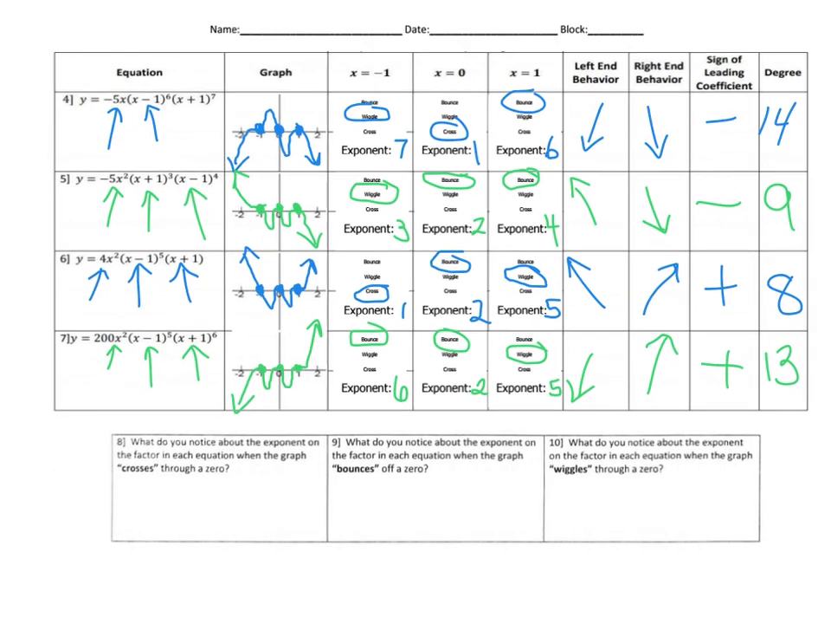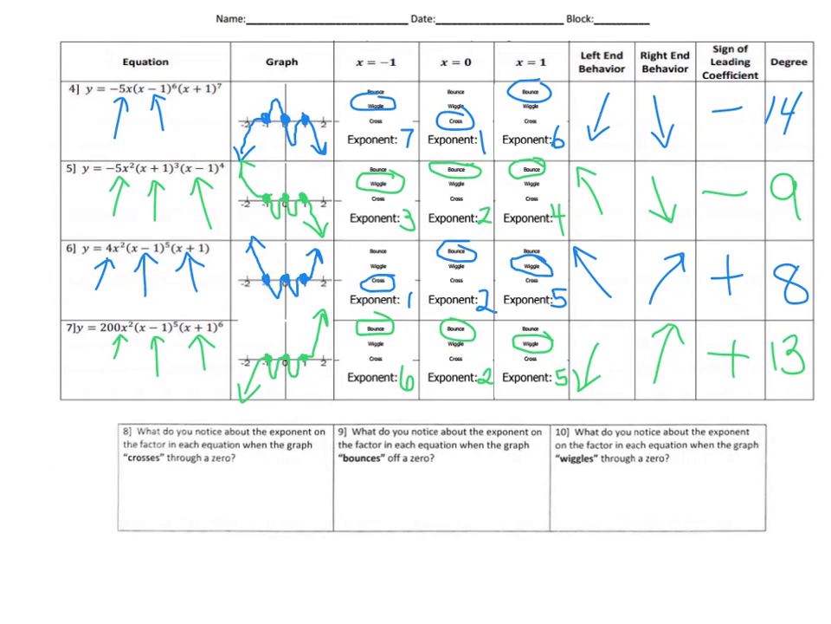So to finish this out, let's condense what we've been talking about into these note boxes at the bottom. So for number 8, it says, what do you notice about the exponent on the factor in each equation when the graph crosses through a 0? We've talked about it. A cross is an exponent of 1. Awesome. Number 9 asks the next question. What do you notice about the exponent on the factor in each equation when the graph bounces off of a 0? So for bouncing, the exponent is always even.